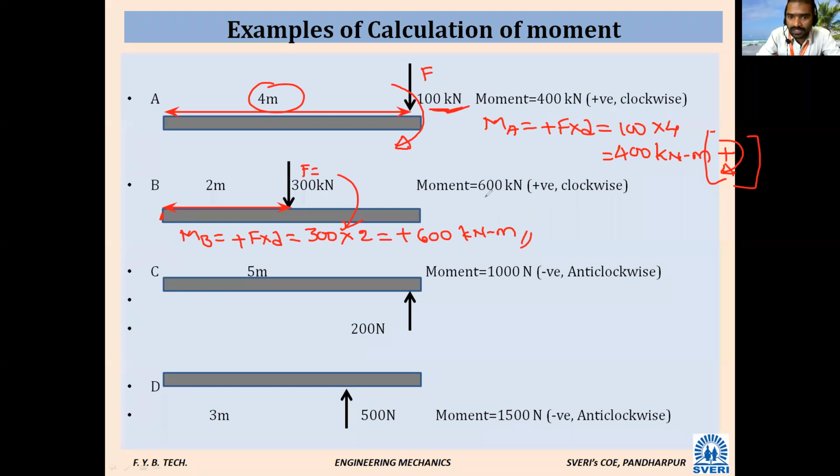See, here he has given 600 kilonewton. That is not kilonewton. It is kilonewton meter. Okay. This is also kilonewton meter. That is in clockwise direction. Here it is also clockwise direction. Correct?